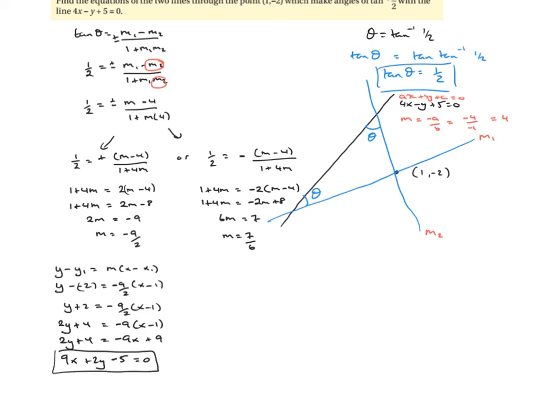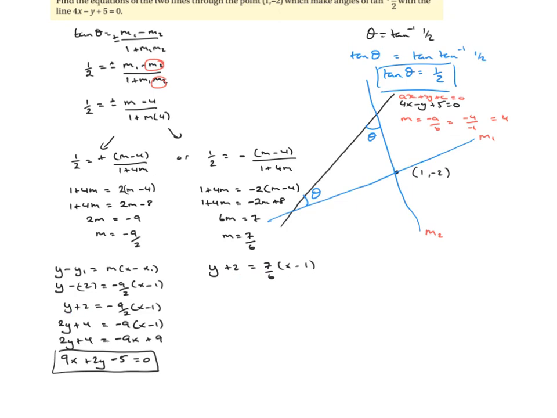I'm going to do exactly the same now with this one up here. Okay, so this one up here, instead of using the minus 9 over 2, I'm just going to put 7 over 6 and do exactly the same sort of math. So what we end up with here is y minus minus 2, which we now know is plus 2, is equal to m, which is 7 over 6, and it's going to be x minus 1. Okay, so all I've done there is put in the numbers again.